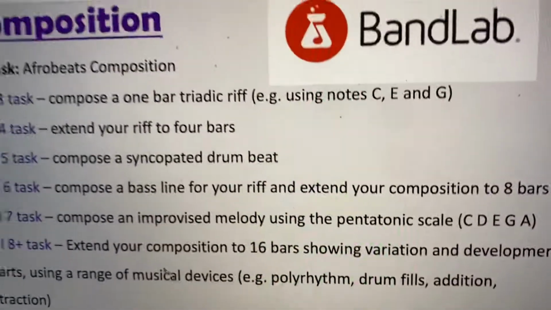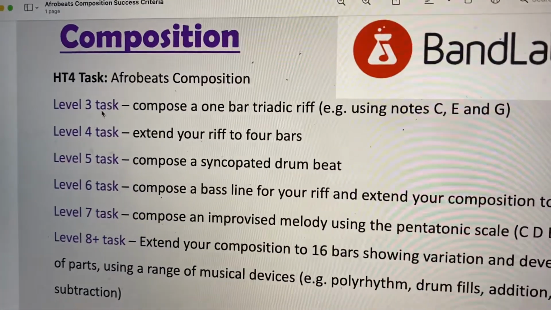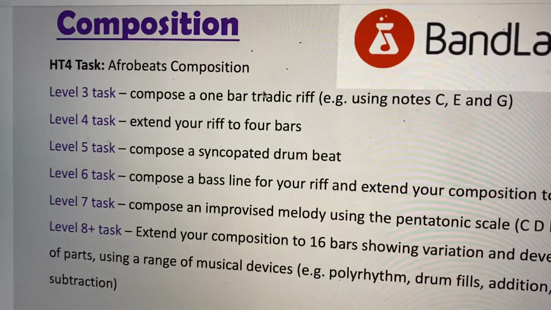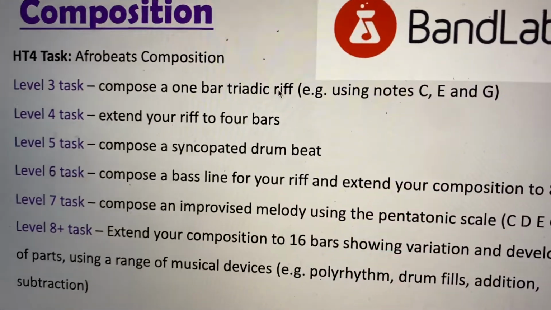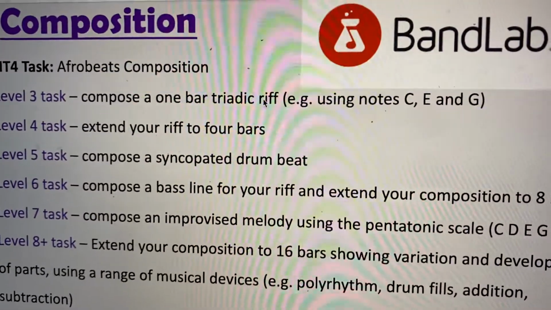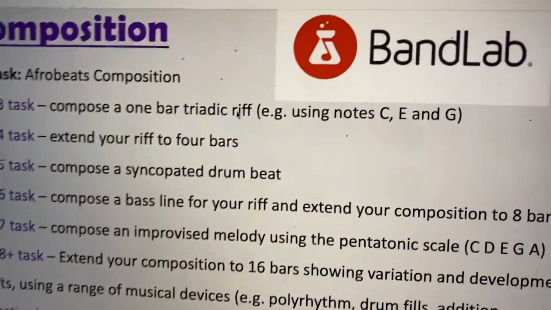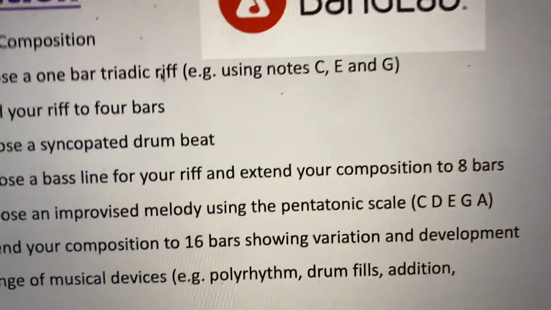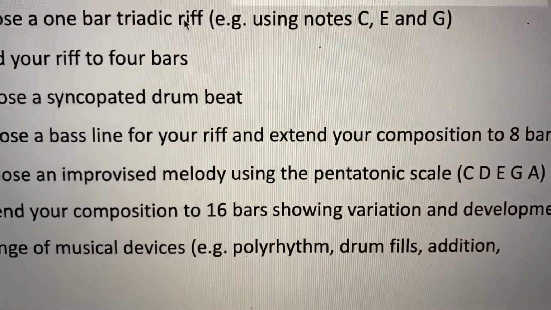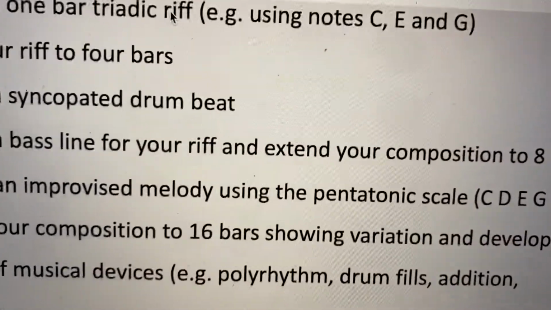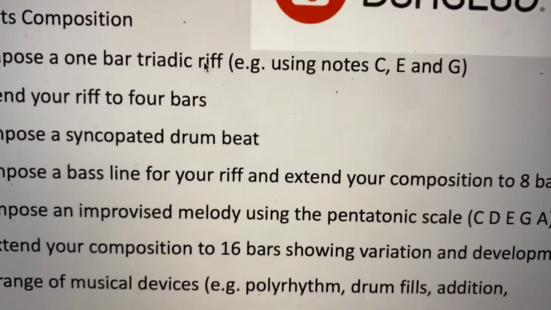Okay. And then I will now show you the level 3 task, which is to compose a 1-bar triadic riff. Triadic means it uses the notes of a triad chord. So when we're learning chords, for example, our C chord would be notes C, E, and G. So a triadic riff would be a short tune that uses the notes C, E, and G.